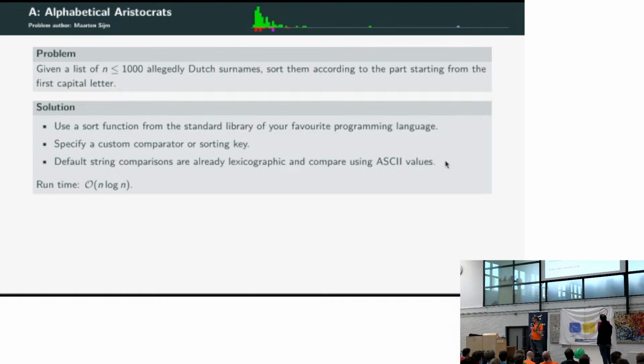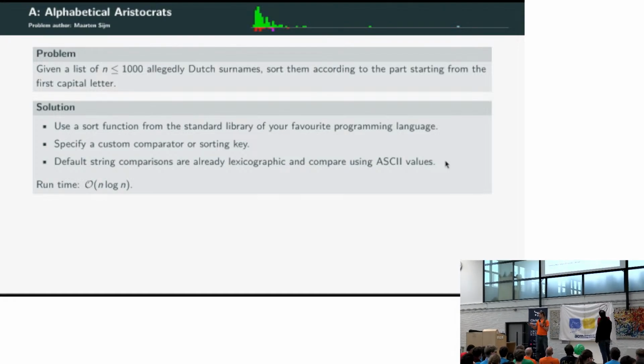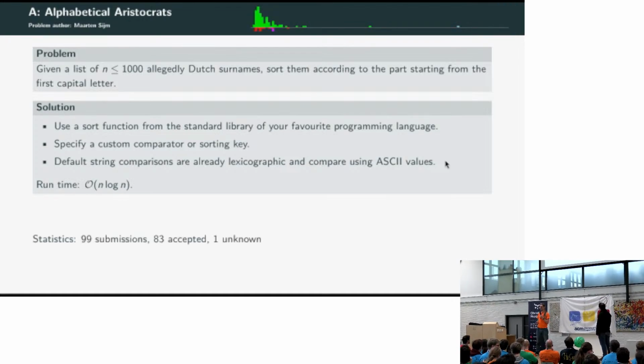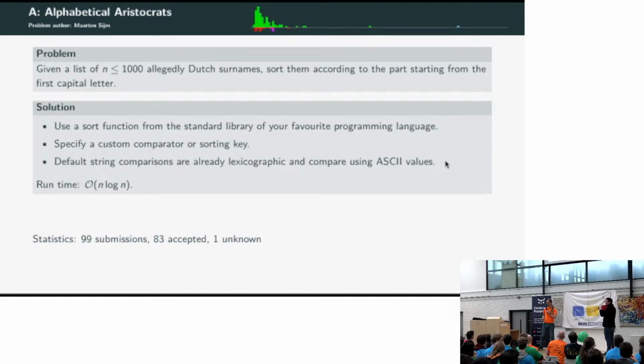There were 99 submissions, and before the freeze, it was solved by 83 teams, which is all but one. The last team, I will spoil now, also solved it in the freeze, so everybody solved problem A. Congratulations.